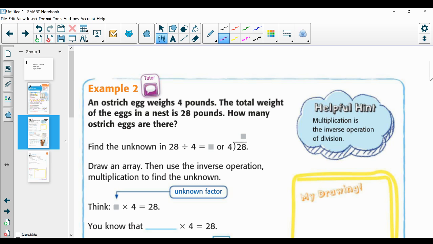Let's find out what the question is. An ostrich egg weighs 4 pounds. The total weight of the eggs in a nest is 28 pounds. How many ostrich eggs are there? So that's what we want to know. So let's look down here.